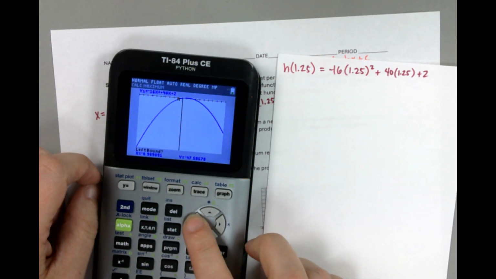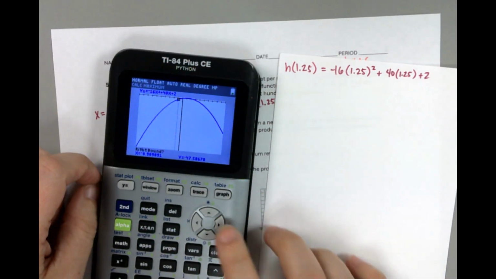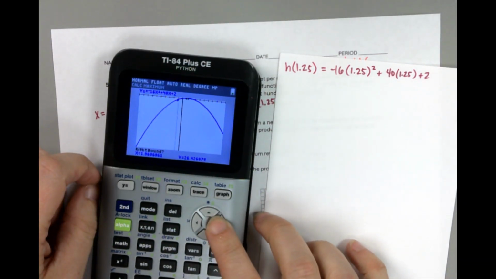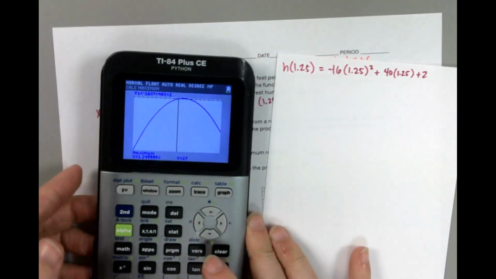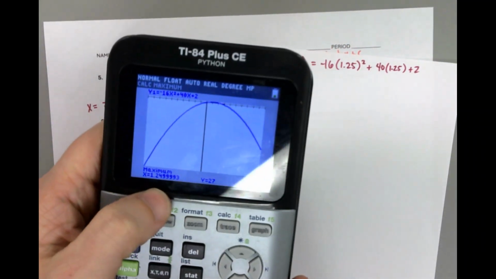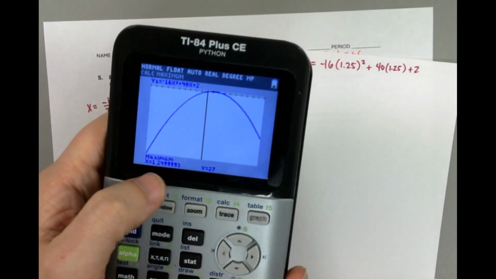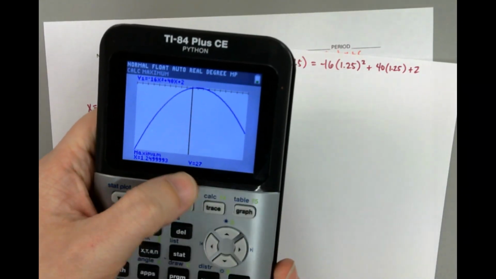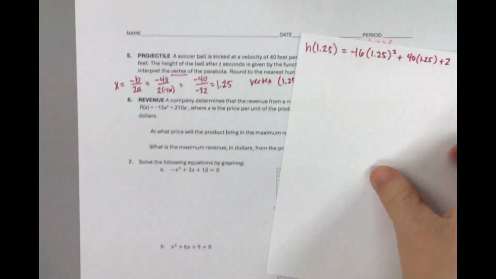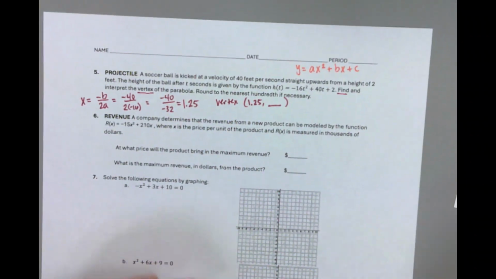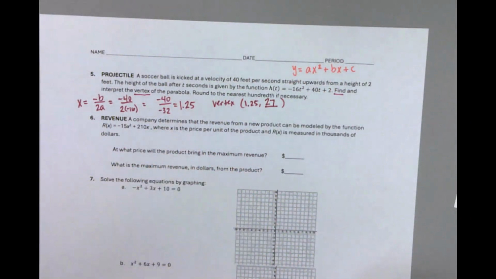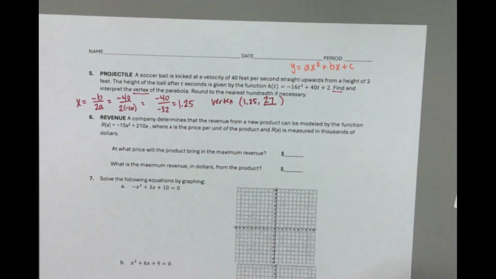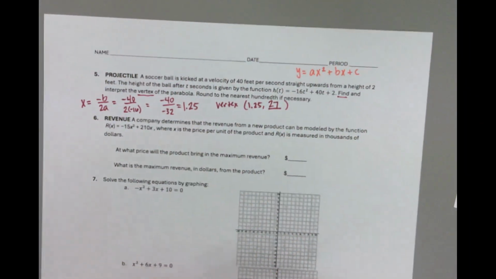I want something on the left, enter. Something on the right, enter. The guess doesn't matter, so we hit enter again. And we get 1.249 repeating because my calculator's a little bit off. It's 1.25, and then our maximum is 27. So our vertex is 1.25, 27. Now we have found the vertex.